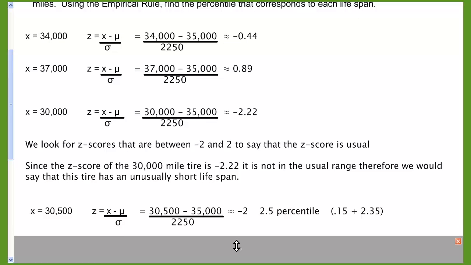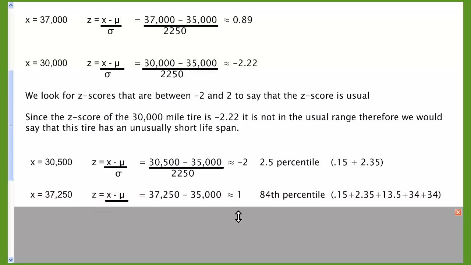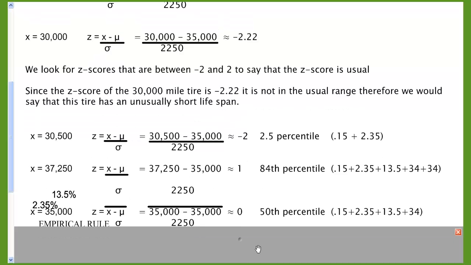The next part of the problem, you had to do the same thing. You find the z-score, but you're going to find the percentile, and I'm going to show you how you get this using the empirical rule in just a minute. So the first thing you need to do is find the z-score of each one of these. This z-score is 1, and the other z-score is 0.